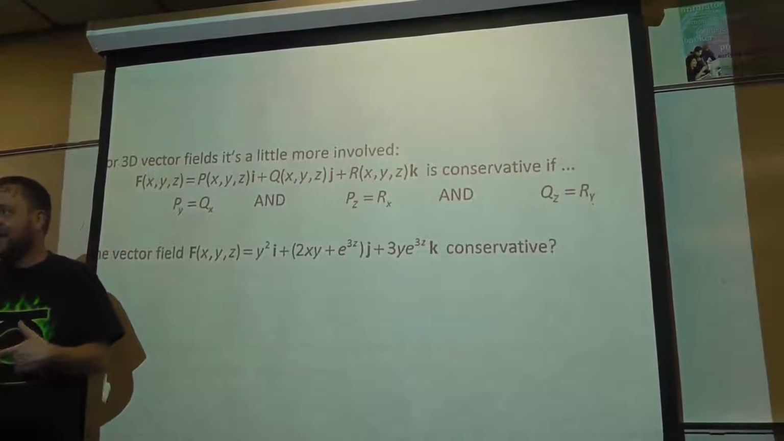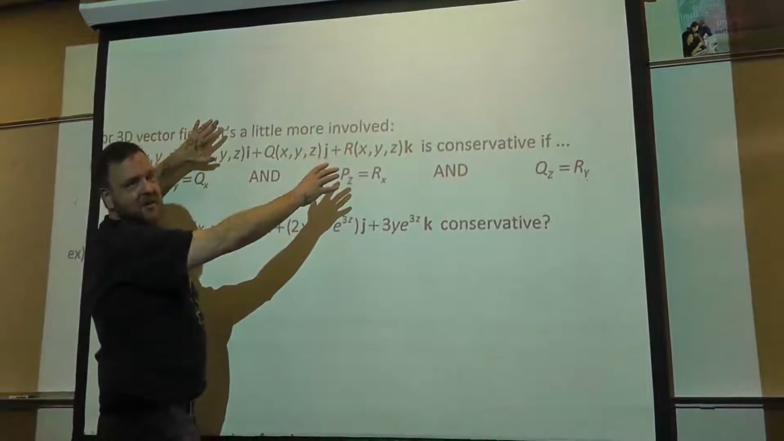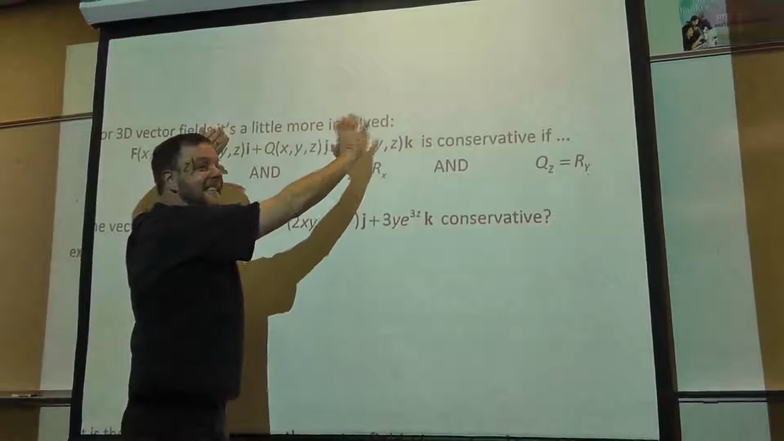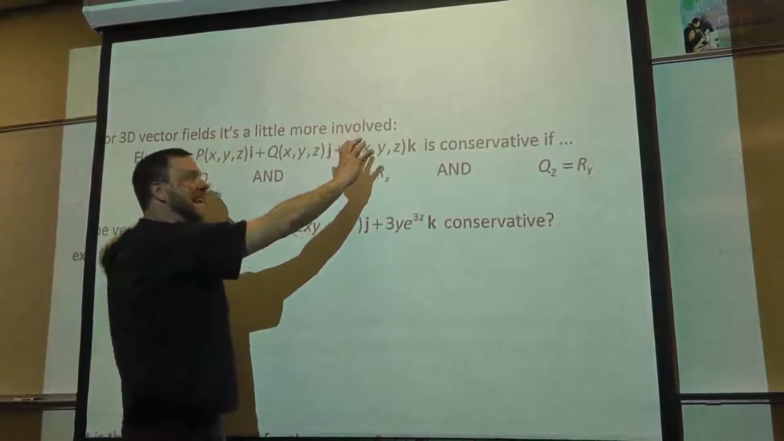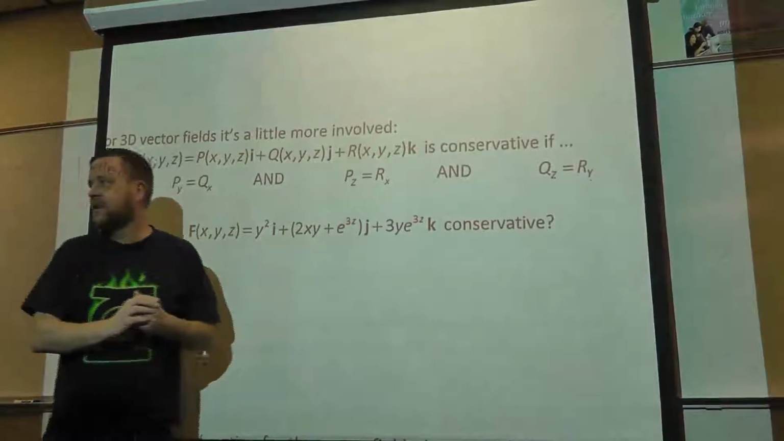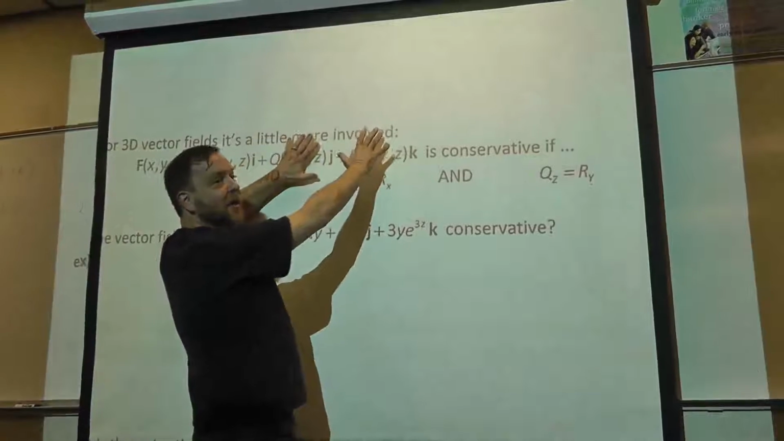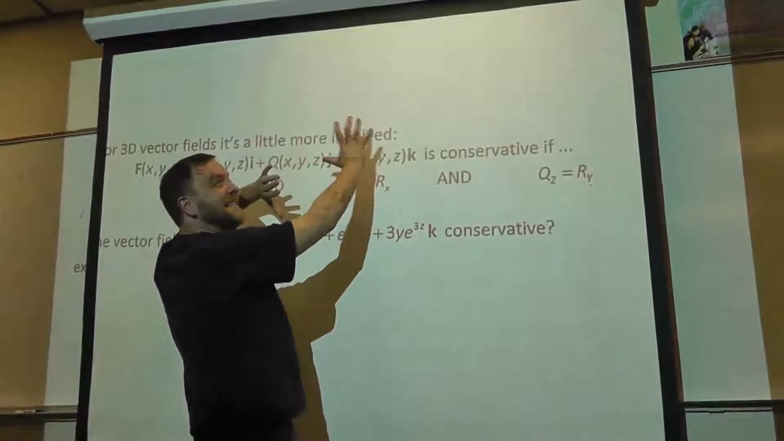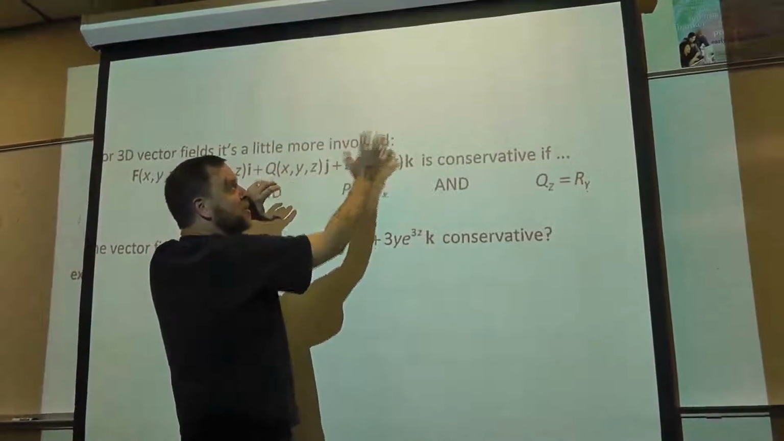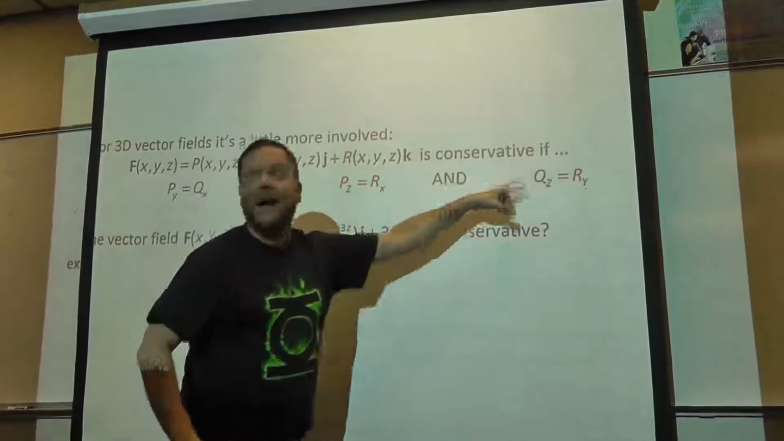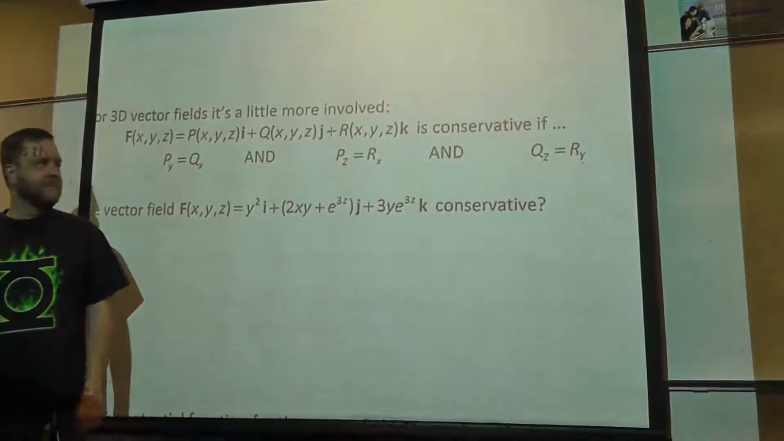Then if you pair P with R, P is in the x position of the vector field, R is in the z position of the vector field. So I need to see if P's partial with respect to z equals R's partial with respect to x. Then you're 2/3 of the way through. And finally, the last pairing you can make is Q and R. Q is in y's position, R is in z's position. You check Q's partial with respect to z and R's partial with respect to y. And finally, if that checks out, you've got a conservative vector field.